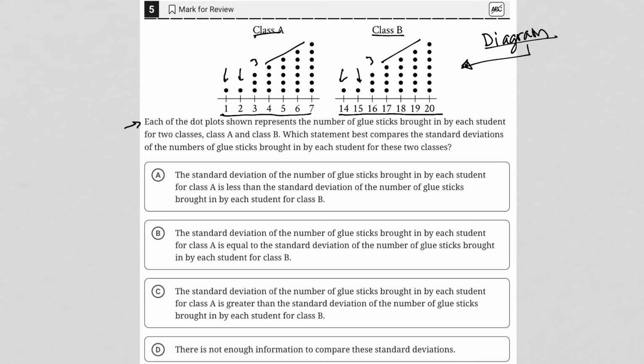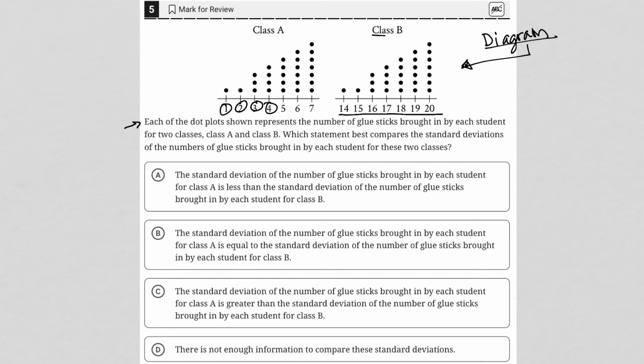It says each of the dot plots shown represents the number of glue sticks brought in by each student for two classes, Class A and Class B. Which statement best compares? So let me not continue reading. So what does that mean? That means that in Class A, one student brought one glue stick. Another student brought two glue sticks. Another student brought 3, another student brought 4.